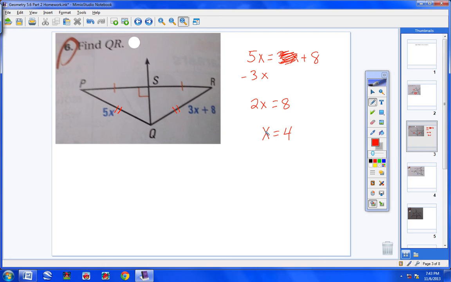Now we're not done. We're looking for the measurement of QR. Here's QR right here, and QR equals 3x plus 8. So where the x is, we're going to substitute a 4. So 3 times 4 plus 8, which would give you 20. 3 times 4 is 12, plus 8 is 20. So the answer is 20.